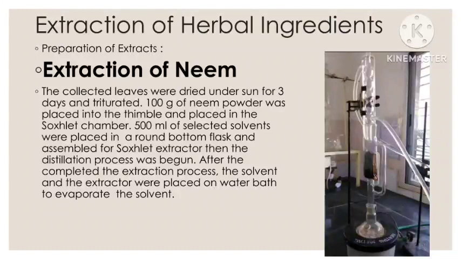Extraction of leaf. The collected leaves were dried under the sun for 3 days and triturated. 100 g of neem powder was placed into the thimble and placed in the Soxhlet chamber. 500 ml of selected solvents were placed into a round bottom flask and assembled for the Soxhlet extractor. Then the distillation process was begun. After they completed the extraction process, the solvent and the extractor were placed on the water bath to evaporate the solvent.